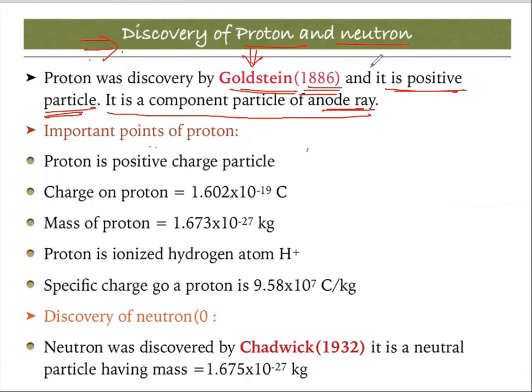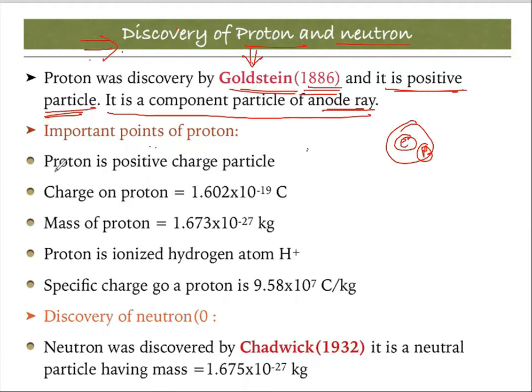So why was the proton discovered? J.J. Thomson said that in the atom there are negatively charged particles called electrons, but as a whole the atom is neutral. Hence, if some negatively charged particles are present, there must be some positively charged particles present. Now we are going to discuss only the important points of the proton.